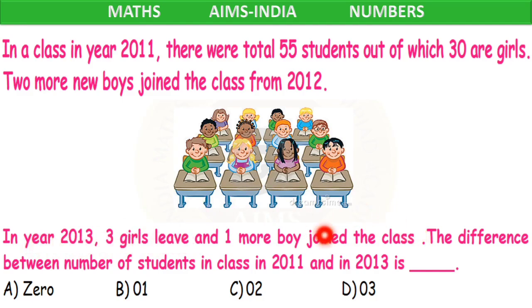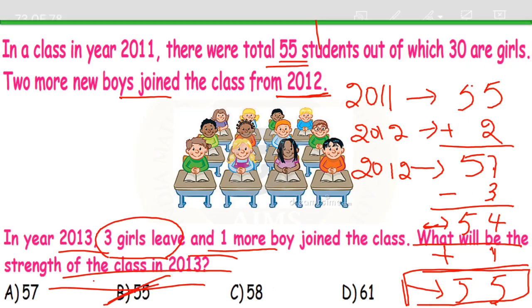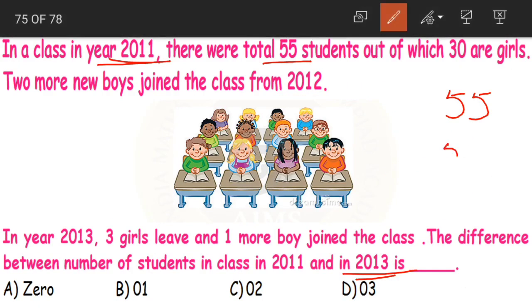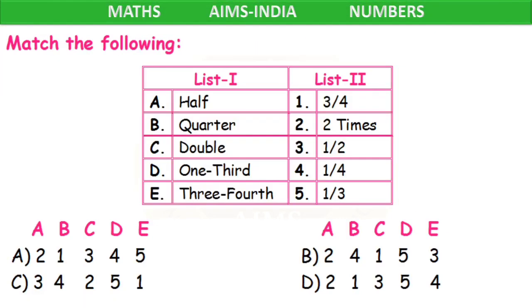Next. In year 2013, 3 girls leave and 1 more boy joined the class. The difference between the number of students in the class in 2011 and in 2013 is dash. See children, in 2011 there are how many students? 55. Yes or no? In 2013 how many students are there? We found out, in 2013 also there are 55 students. This is 2011 and this is 2013. Now what should we do? We should find out the difference. Difference means subtraction. 55 minus 55 becomes what children? When we are subtracting a number from itself, the answer will be 0. That is option A. 0 will be the correct answer.